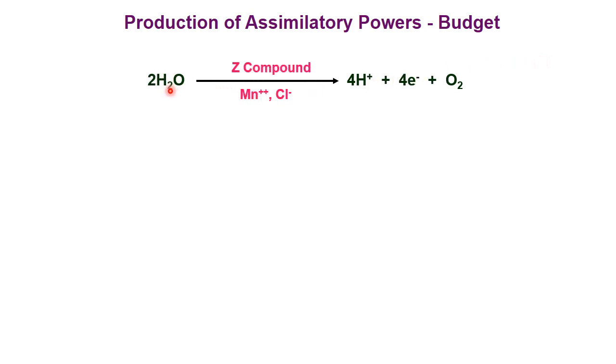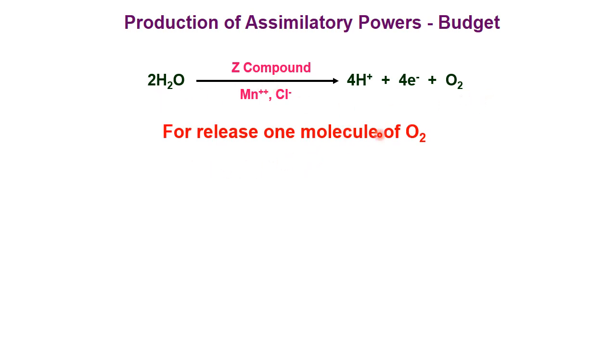And at last, production of assimilatory powers. Two water molecules split into 4 protons, 4 electrons and oxygen using the nutrients manganese and chlorine, and the strong oxidant used, which is not known, is designated as Z. So photolysis of water is taking place.